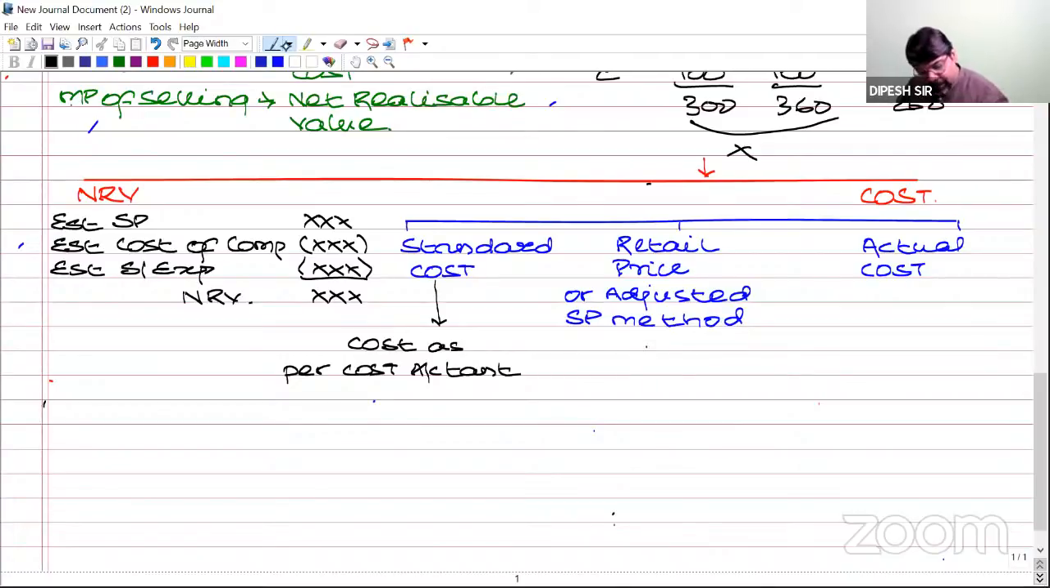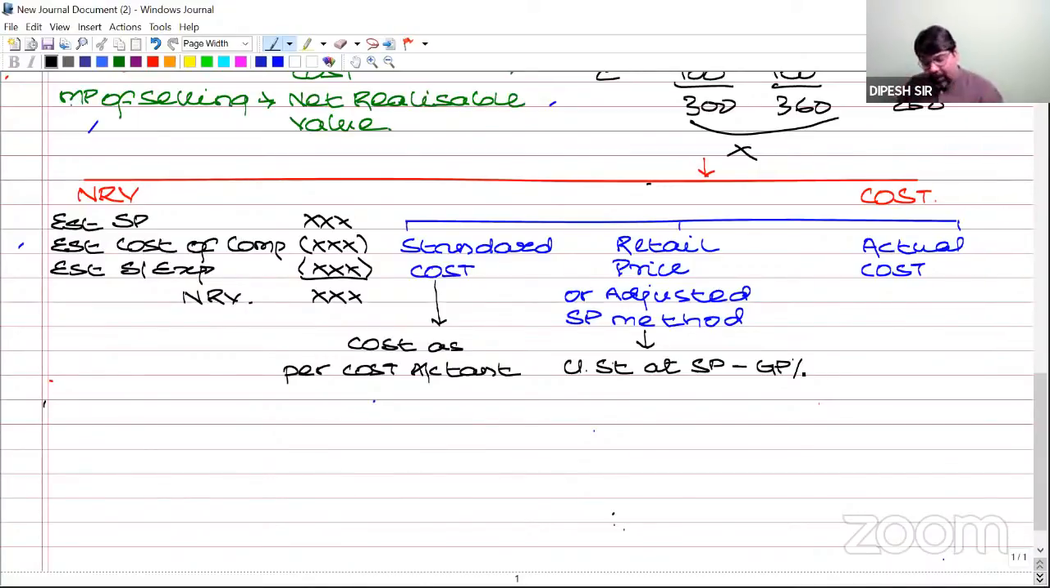So over here, can I say it is closing stock at selling price minus GP percent? Yes, sir. Now, chartered, actual cost. This is the last option. First option, cost accountant. Second option, retail price. Third option, when there is no cost accountant, there is no fixed selling price, there is no fixed GP percent, then we are supposed to find out actual cost of finished goods.